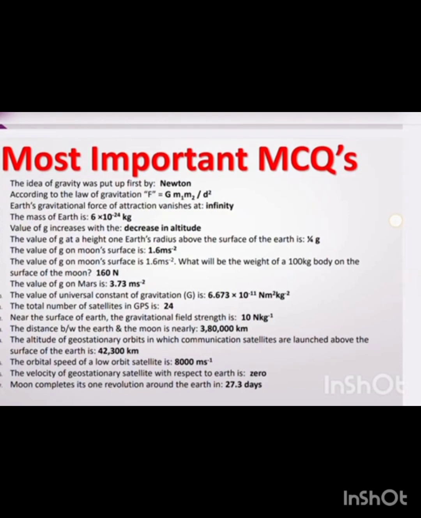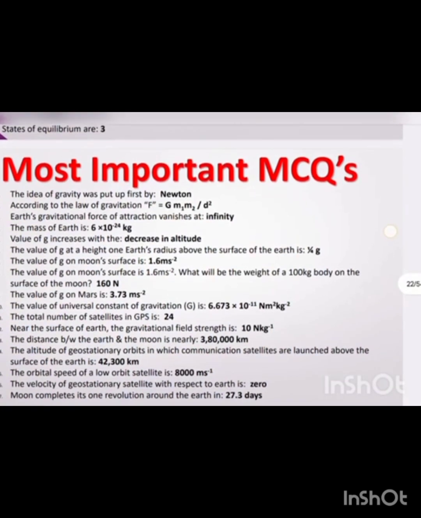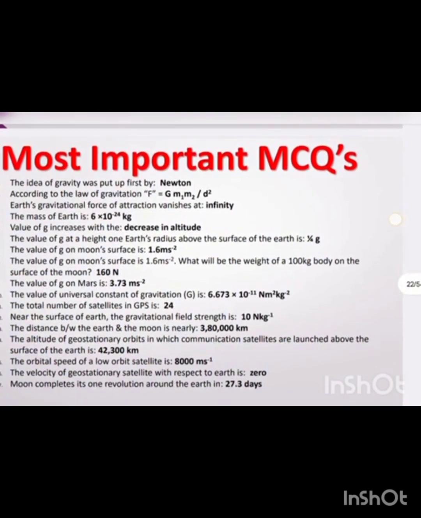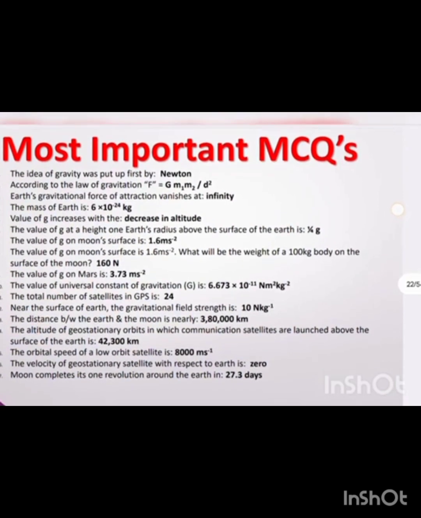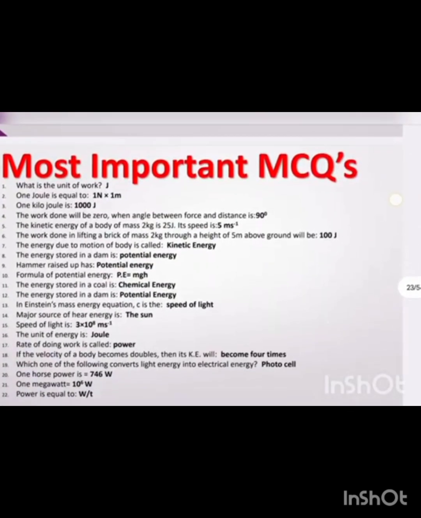The orbital speed of a low orbit satellite is 8,000 meters per second. The velocity of a geostationary satellite with respect to Earth is 0. The Moon completes one revolution around the Earth in 27.3 days.